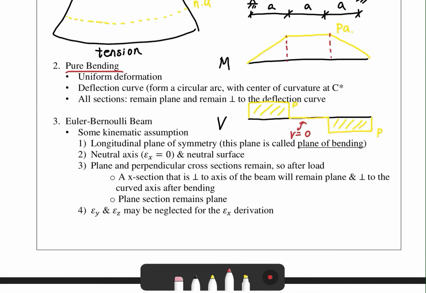So let's talk about the Euler-Bernoulli beam, and we are going to derive the equation from there. Those are all the assumptions that we need to make before we do the derivation. In this assumption, you need to watch that the vertical normal strain is going to be ignored when we derive the formula here.